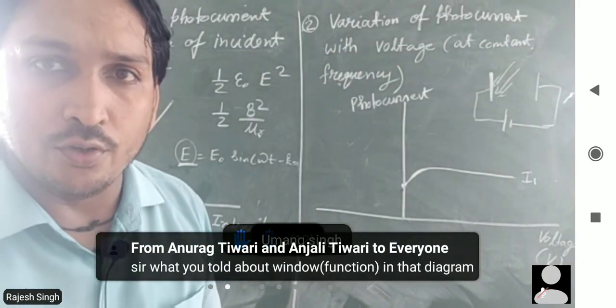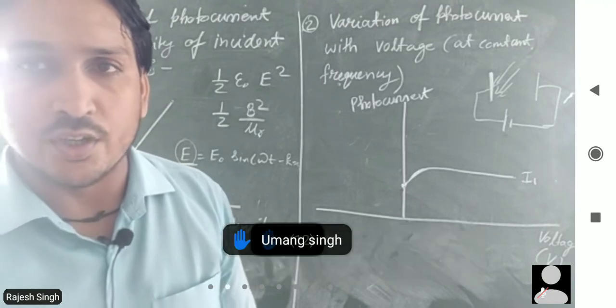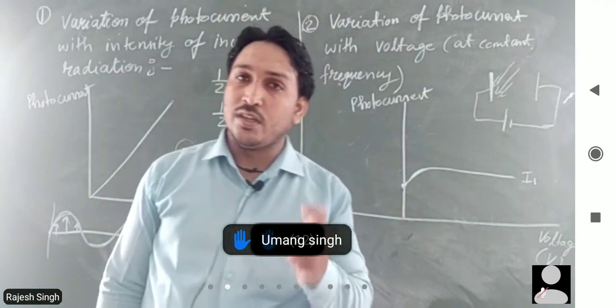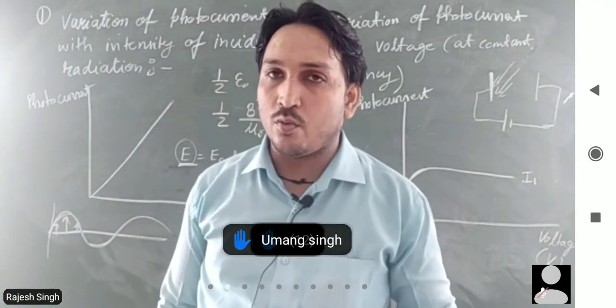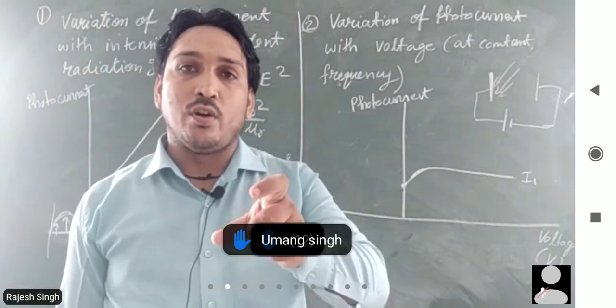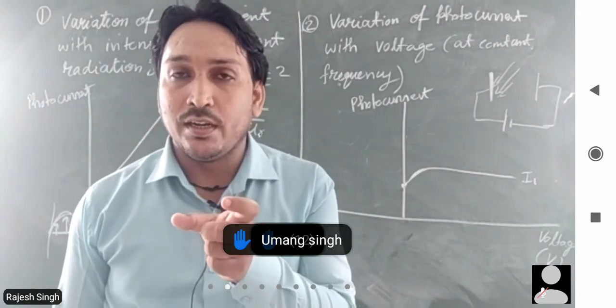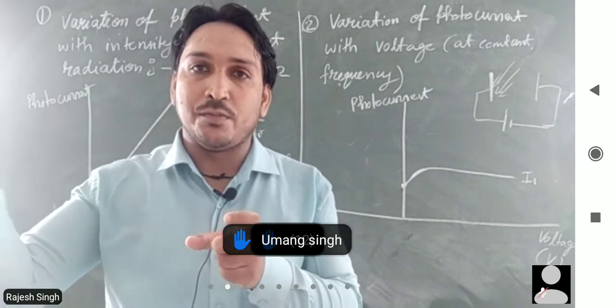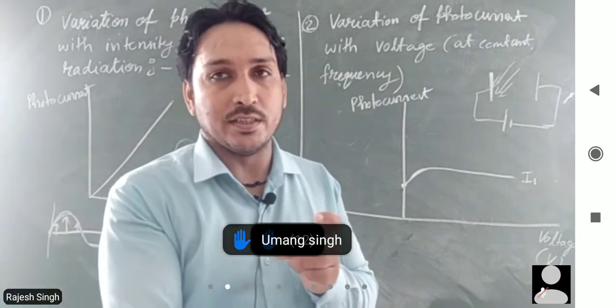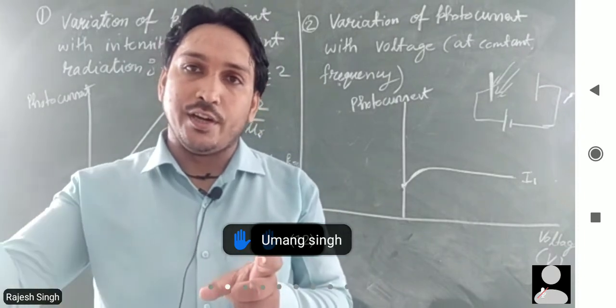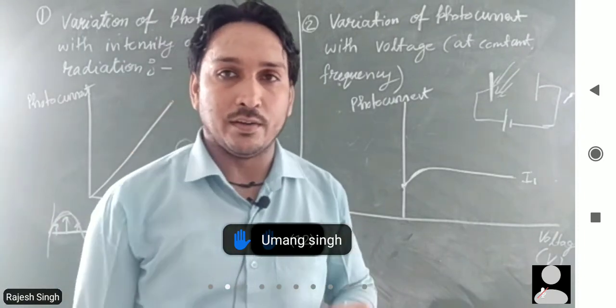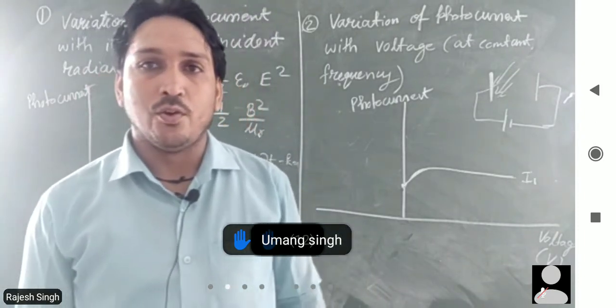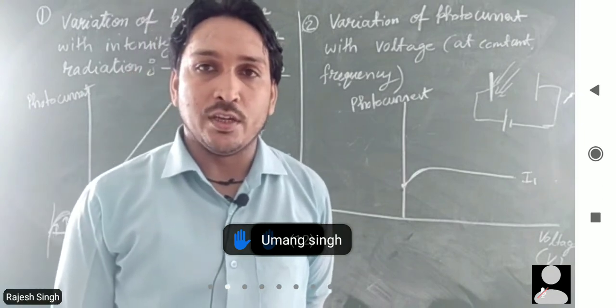Sir, what you told about that window in that diagram, that was a quartz fiber. That was a quartz fiber, Anurag, and it has a special function: it does not absorb the energy of radiation. Whatever energy is passing through it, the whole energy passes. The window allows the radiation to fall on the zinc plate. That was its function. Have you got that, Anurag? Raise your hand.